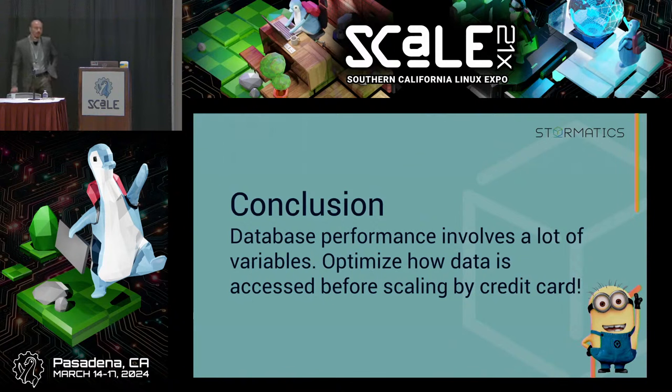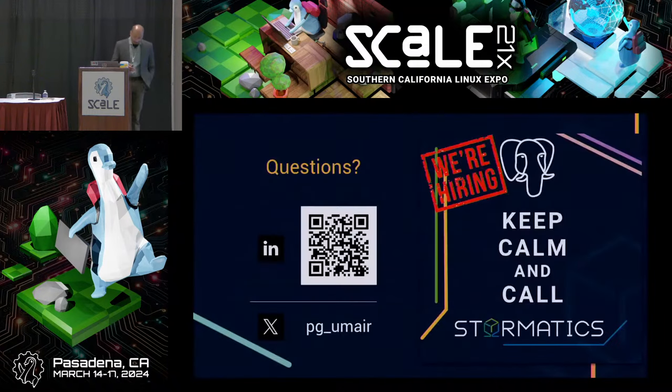Moving to the conclusion, database performance, there is no magic button. Don't look for it. It involves a lot of variables, and some of them are fairly easy to tackle. You don't need very deep database expertise to be able to tackle them. Tweak those areas, leverage your database to the fullest, and only once the database has been leveraged to the fullest should you think about using your credit card as you scale.